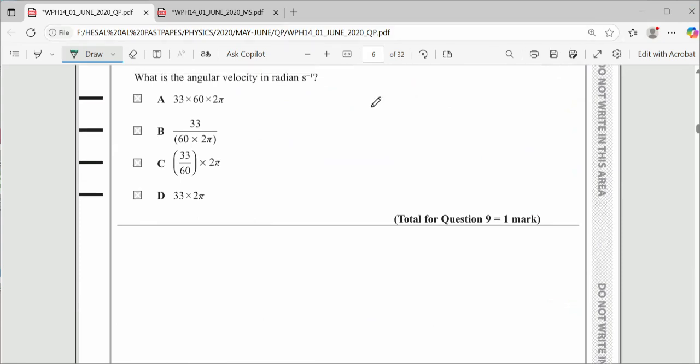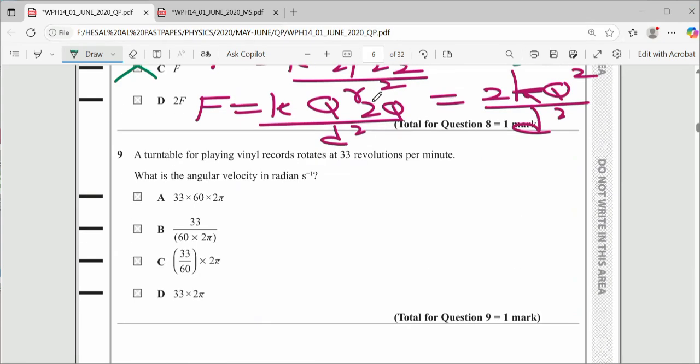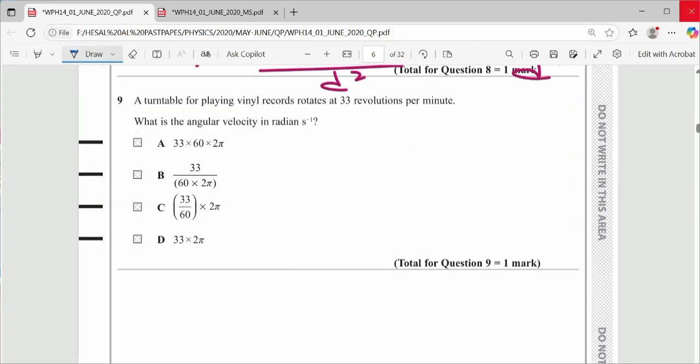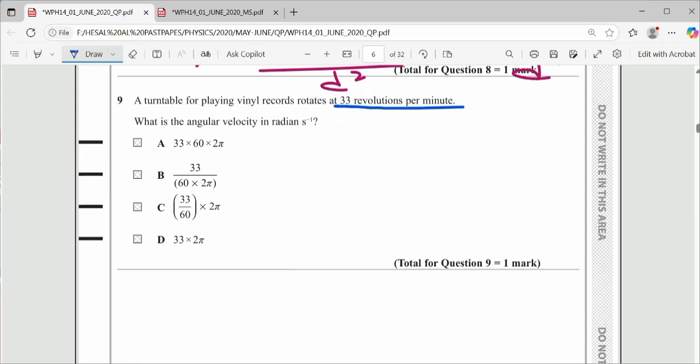Next, question number 9. A turntable for playing vinyl records rotates at 33 revolutions per minute. What is the angular velocity in radians per second? How do we do this question? Here we have to do the conversion part. Convert revolutions per minute to radians per second.